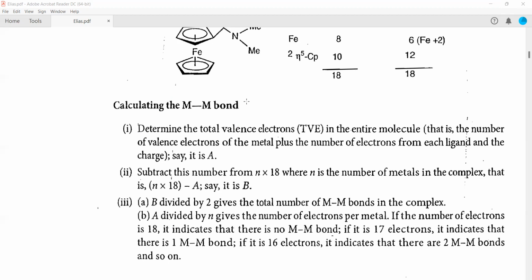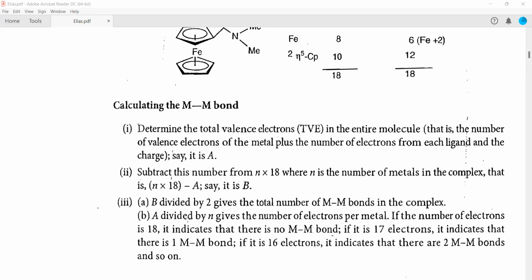After that, you need to subtract this number from n times 18, where n is the number of metals in the complex. You will be given the name of the complex, so for example, if the number of metals is 3, then for each metal you need to have 18 electrons. So if the number of metals in a complex is n in general, then you need n times 18 electrons to fulfill the stability factor. That is where n into 18 comes into the picture. You need to subtract the total valence electrons from n into 18, where n is the total number of metals in that complex.